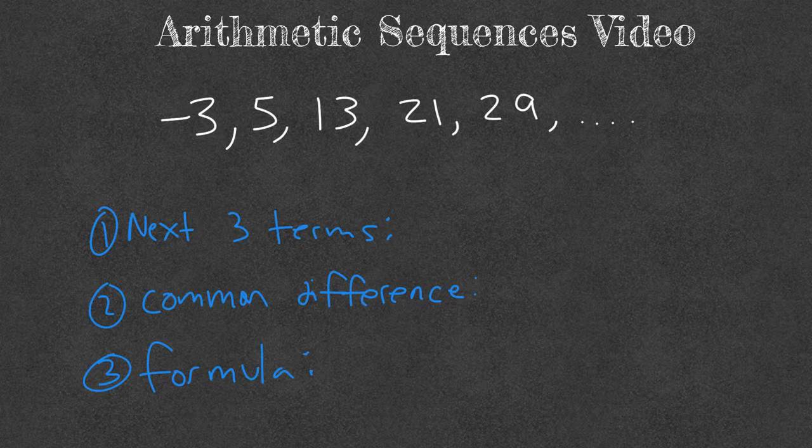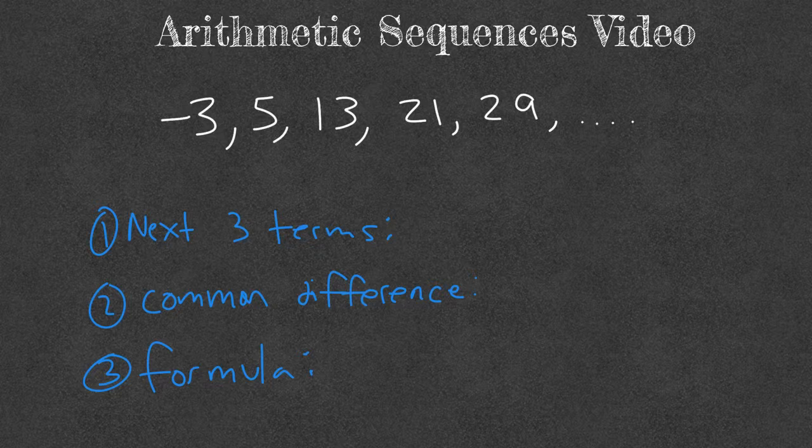Hey you guys, we're going to be talking about arithmetic sequences today. This is just going to go in your notebook. We talked yesterday about sequences in general. And what we've got here is a sequence that looks like this: negative 3, 5, 13, 21, 29.